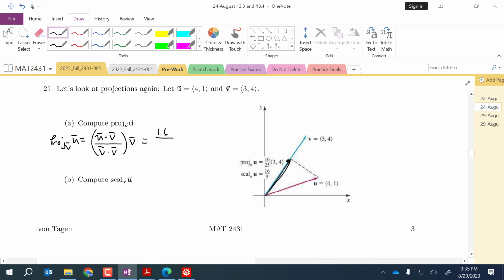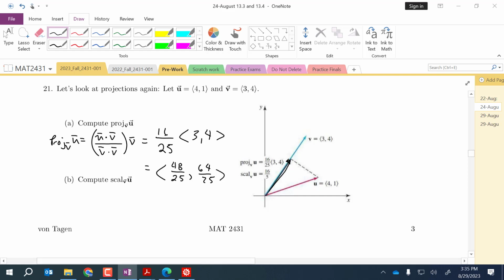In the denominator, I'm going to take v dot v. 3 times 3 is 9. 4 times 4 is 16. Their sum is 25. Okay. Times my vector v. If we were to perform the scalar multiplication, then we would end up with 48/25, comma, 64/25. What does that represent? This black vector right here.